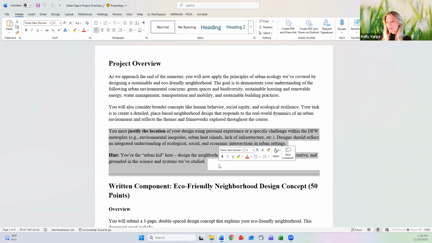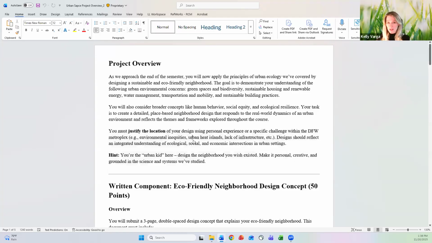So again, the very first thing you're going to need to incorporate is the justification of your locational design based on personal experience. I'm putting DFW because that's where we're located, but as long as I can see there's a personal correlation to where it is, and I do have reference to personal things that you've obviously referenced in prior discussion boards, those two things should add up.